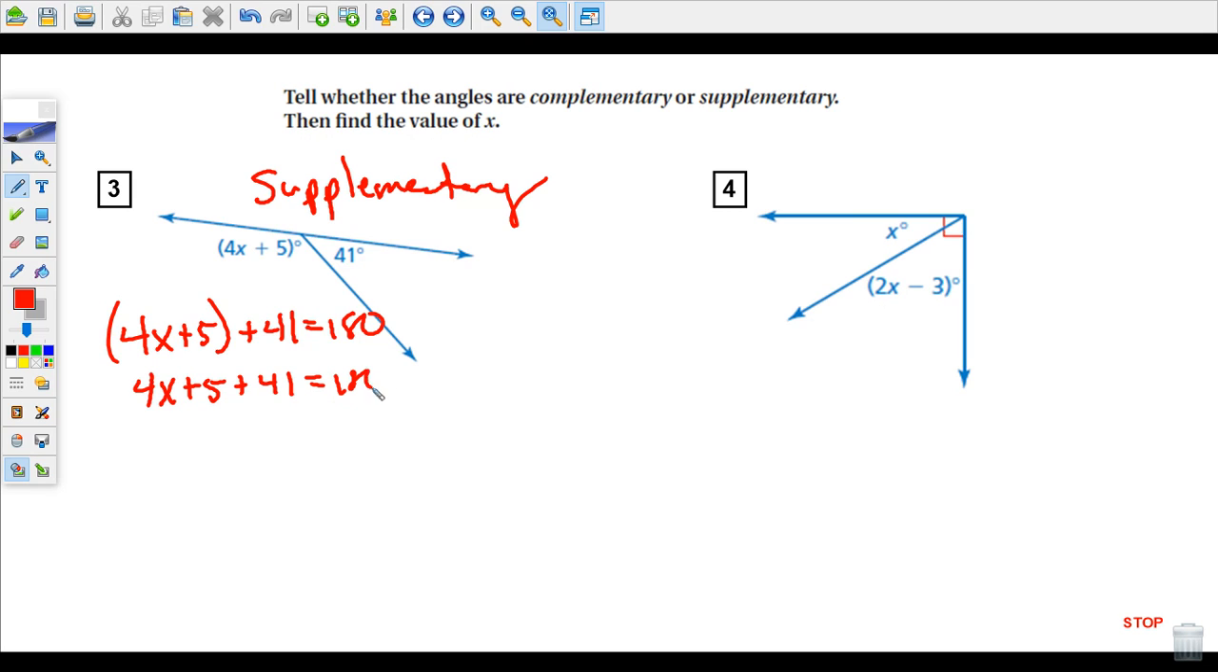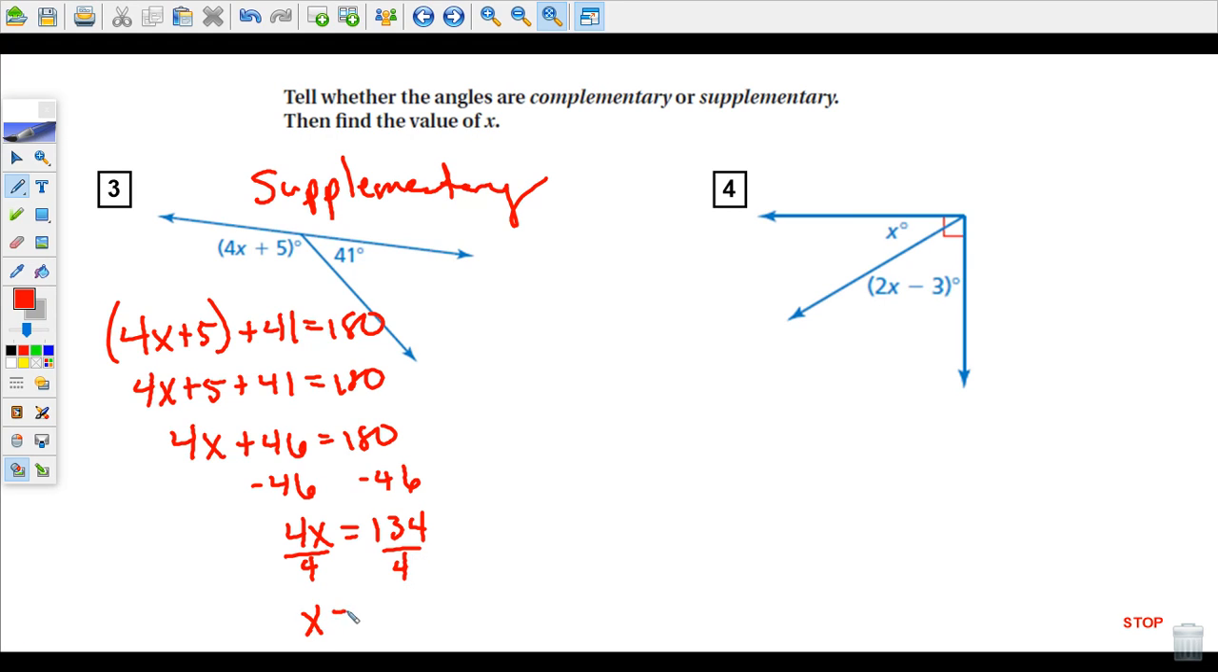Now we combine like terms. 4x, 5 and 41 make 46. And we solve for x. Minus 46 on both sides. That's going to give me 4x equals 134. When I divide both sides by 4, I'm going to get x to equal, 4 goes into 134, 33 and a half times.